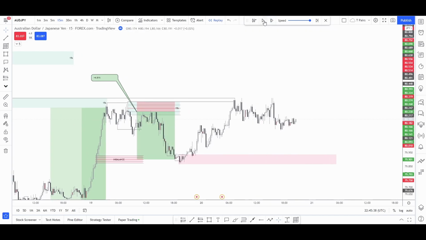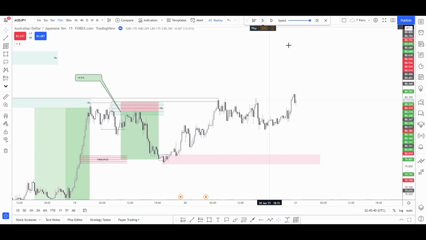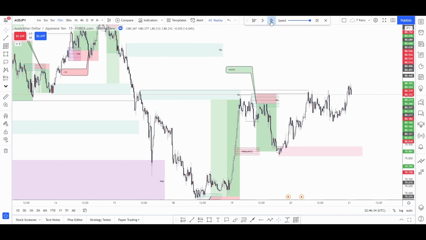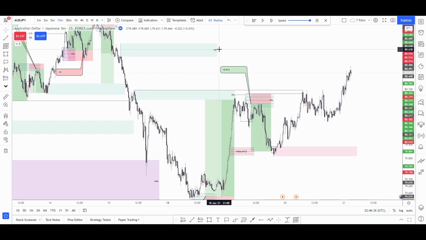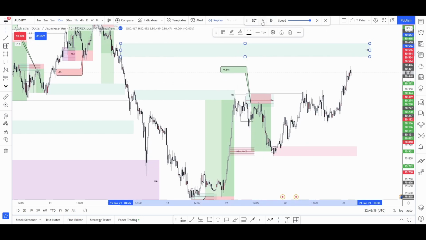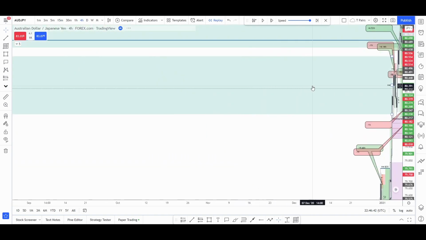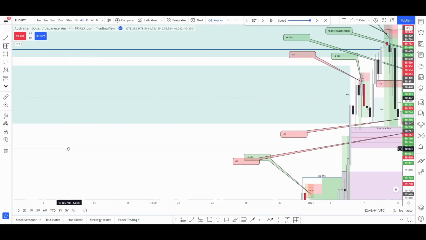Should be in going upwards, I think. Yep. Should have entered there. Probably wouldn't have got tagged anyway. Right, there's an inside bar here, possibly influencing things. Our next target is this one. Actually, we need to look at the 4 hour, figure out where we're going.